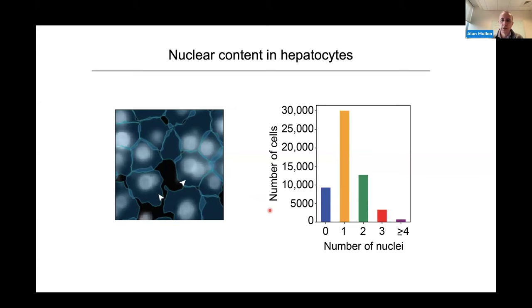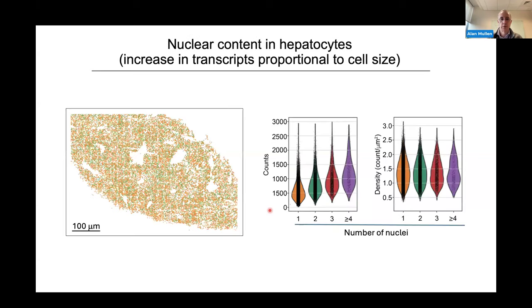And again, the majority are single nucleated, but this certainly has implications if we think about single nuclear RNA approaches, where we're separating individual nuclei and looking at those and treating them as individual cells, where they may or may not be. This does allow us to start looking at some of the differences between those multinucleated and single nucleated hepatocytes.